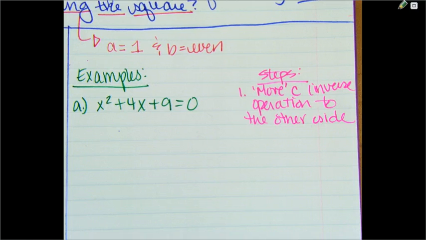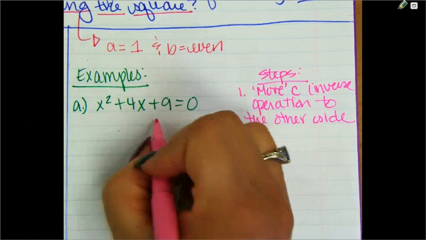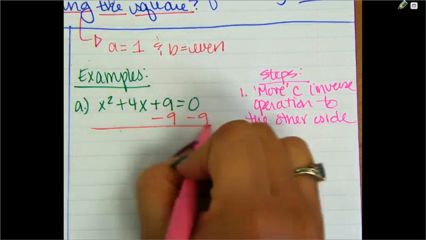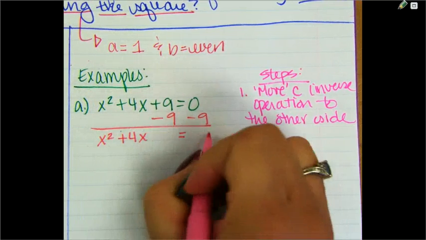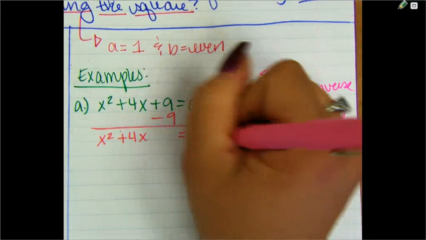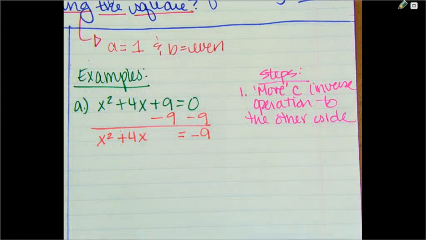All right, I need to move C to the other side. So what's the inverse operation for C here? Subtract 9. All right, so let's subtract 9. We're going to get x squared plus 4x, leave a space, equals 0 minus 9, negative 9.